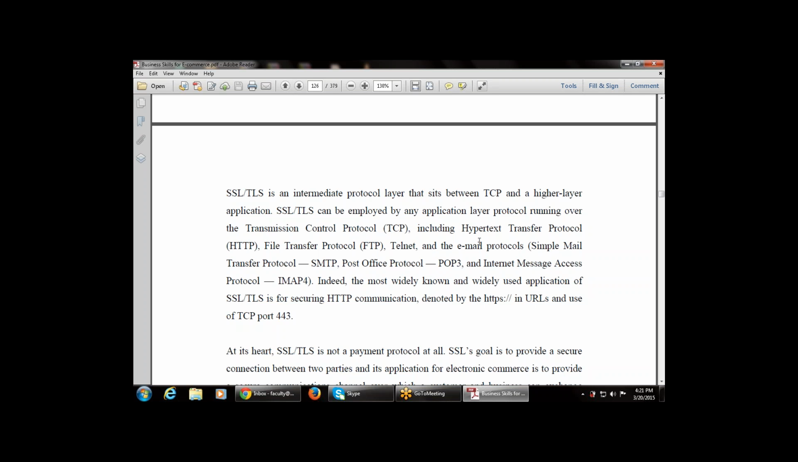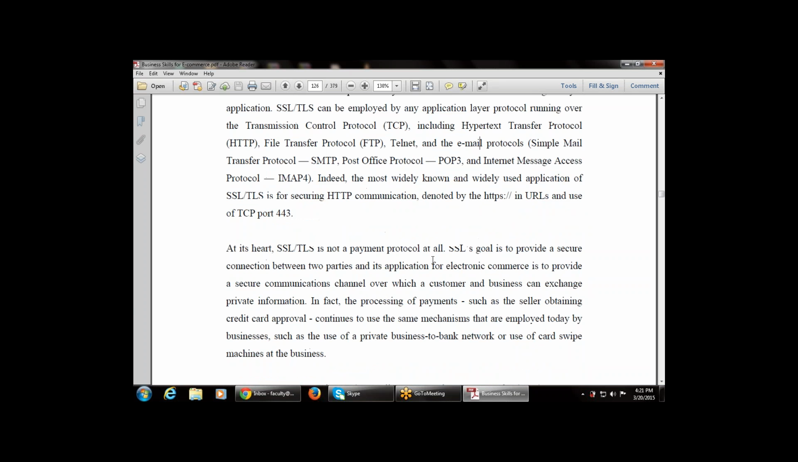At its heart, SSL/TLS is not a payment protocol at all. SSL's goal is to provide a secure connection between two parties. So the main role of SSL is to provide a secure connection between two parties so that they can communicate with each other in a secure manner.